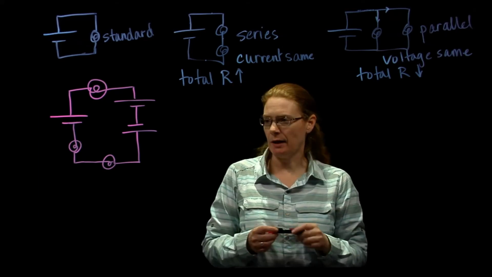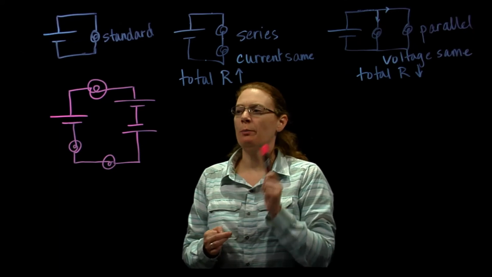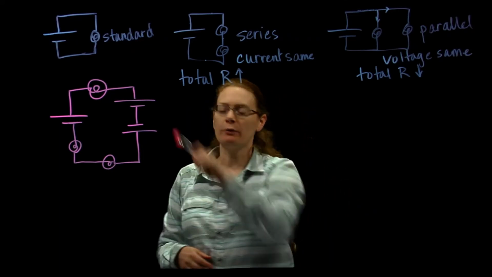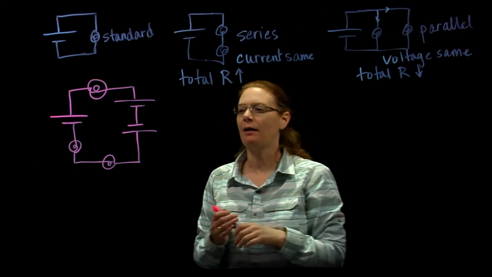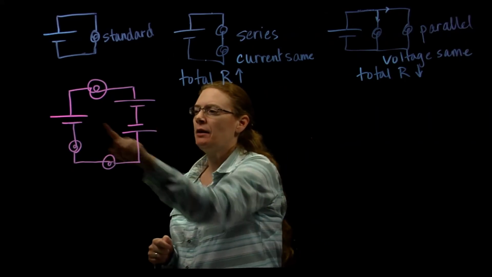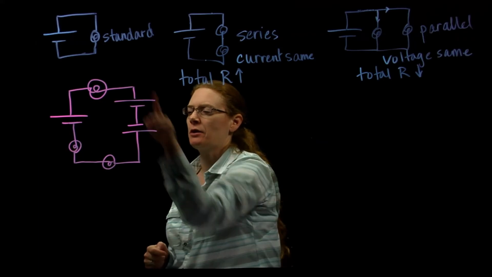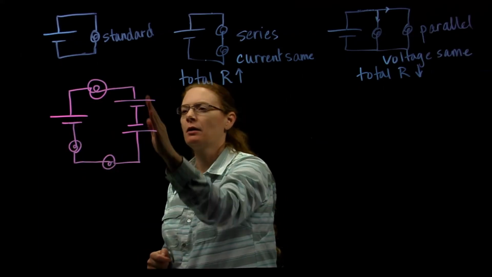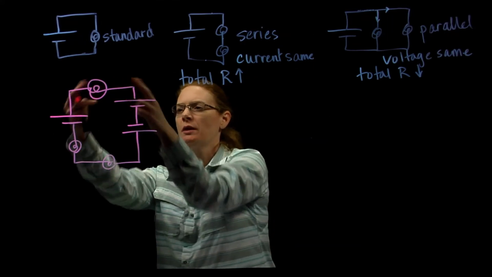So in this case, there are 3 batteries and 3 bulbs. So you might say it's a 3-to-3 ratio. That's the same as a 1-to-1 ratio, but it's not, because we have to look at the orientation of the batteries. This battery is trying to push charges in this direction. So this battery is trying to make current go that way. This battery is making current go that way. So these two are opposing each other.